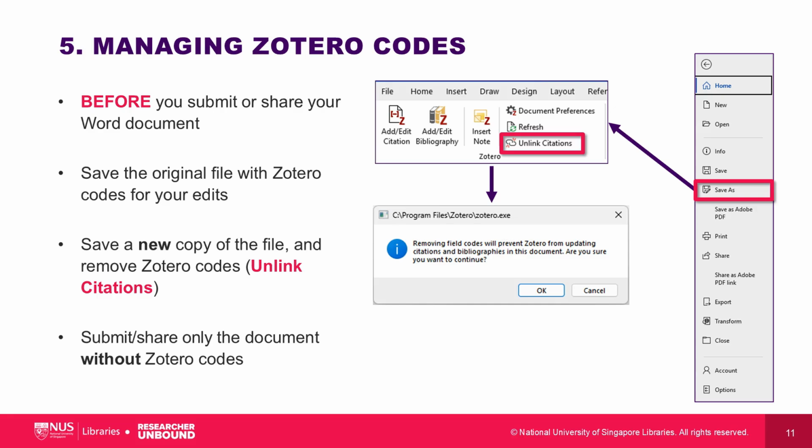Step 5. Managing Zotero codes. Before you submit or share your Word document, save the original file with Zotero codes for your future edits. Name the file as with Zotero codes or something you can differentiate. Then save a new copy of the exact same file for sharing with others. In this second file, click on the Zotero toolbar menu, click on Unlink Citations to remove the Zotero codes. This file can be shared or submitted to others without Zotero codes.